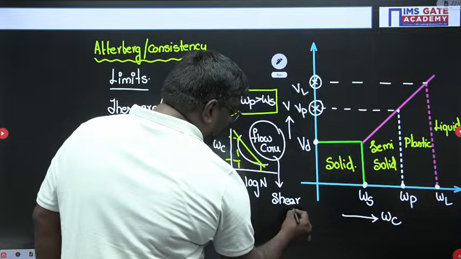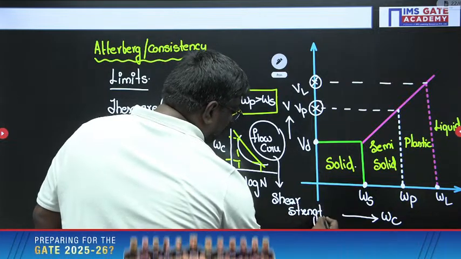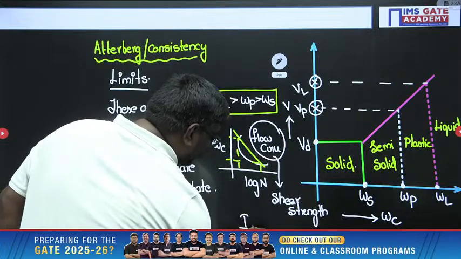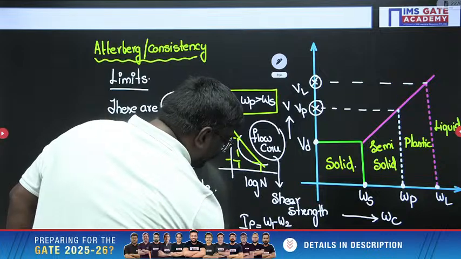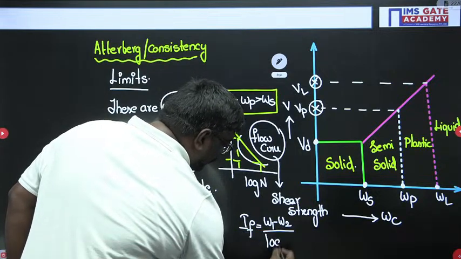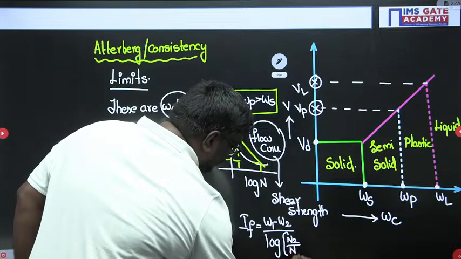And what is flow index? Flow index is given by IF equal to (W1 minus W2) upon log of N2 by N1.